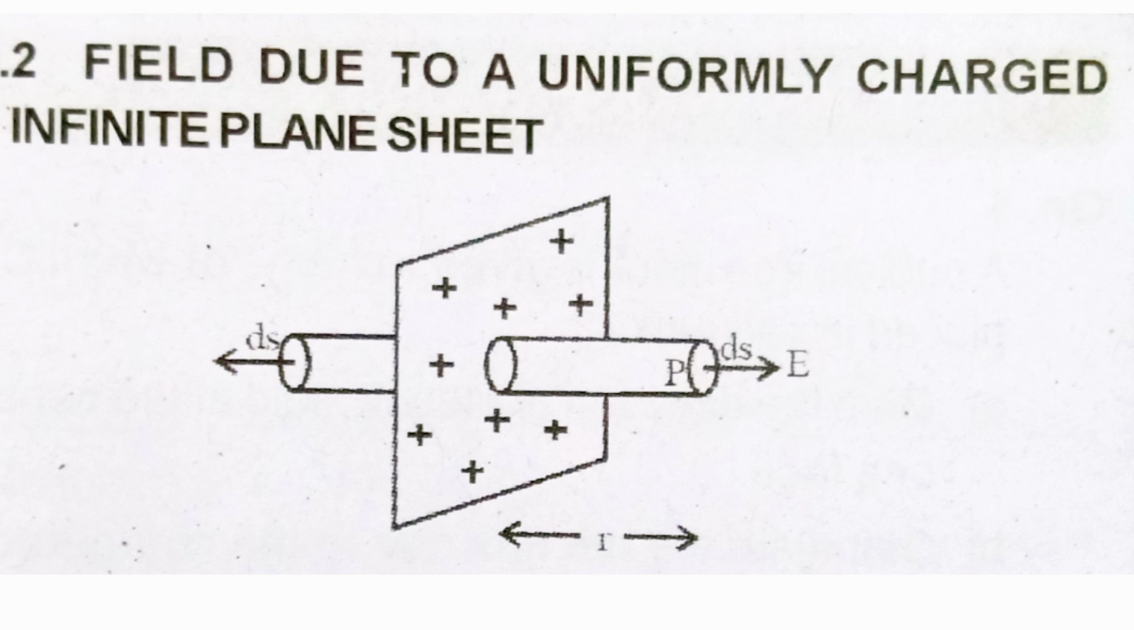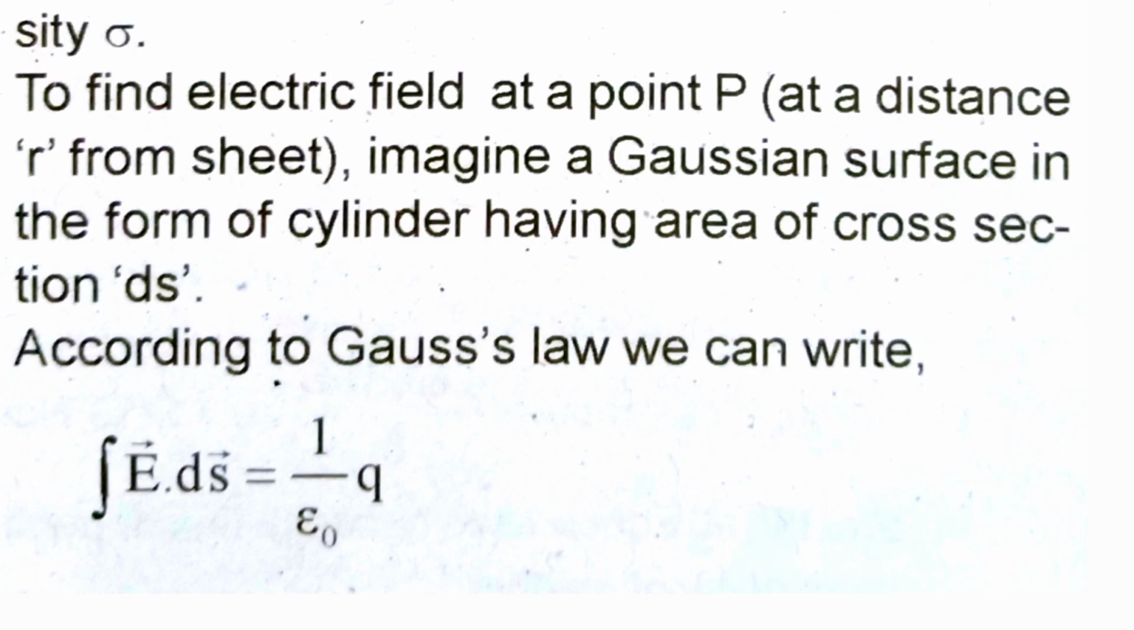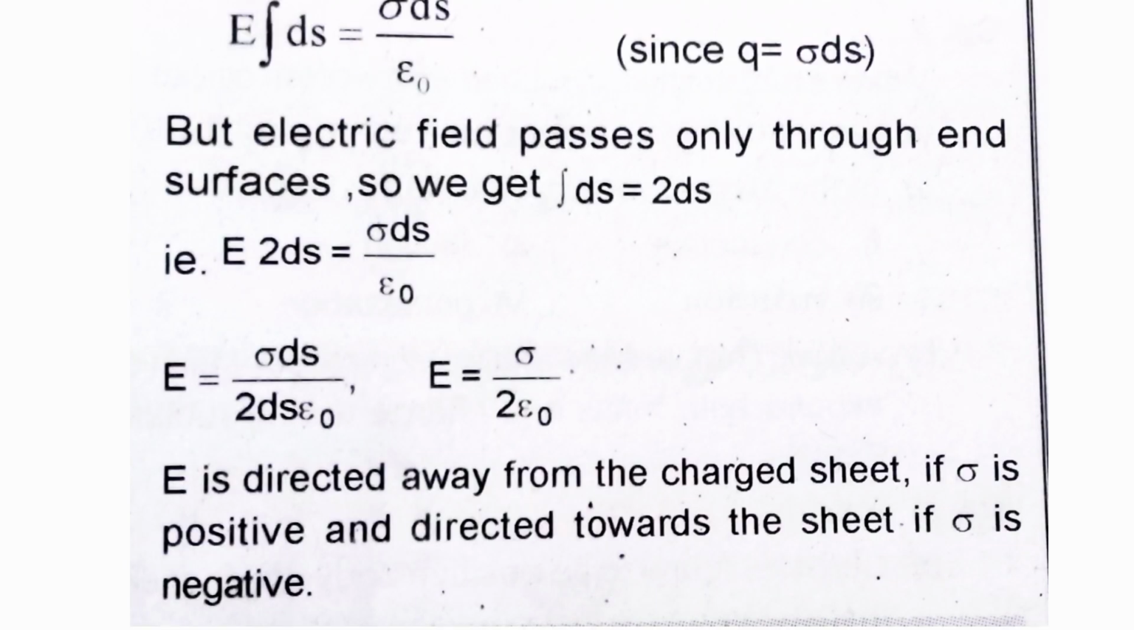For that, we can consider a Gaussian surface. Here also we are taking a Gaussian surface in the form of a cylinder, which has an area of cross section ds. Here we can apply Gauss's law, that is, according to Gauss's law, integral E dot ds is equal to 1 by epsilon 0 q. So that total flux we have to find. That will be E into integral ds, equal to q, which is sigma ds, divided by epsilon 0.